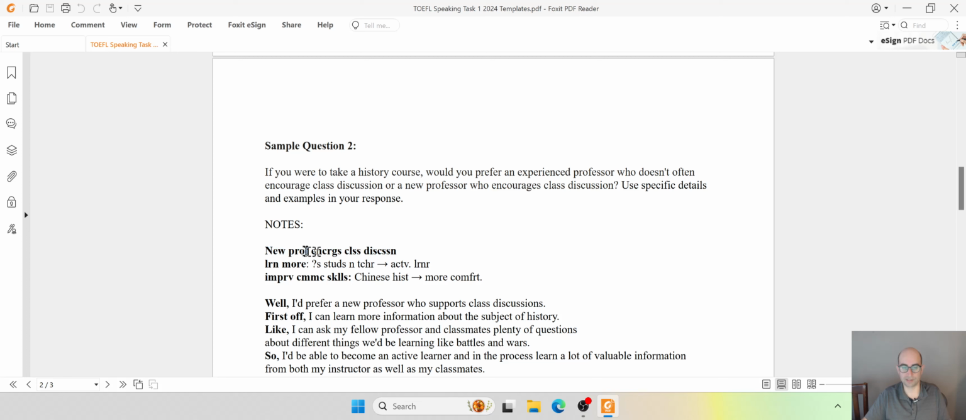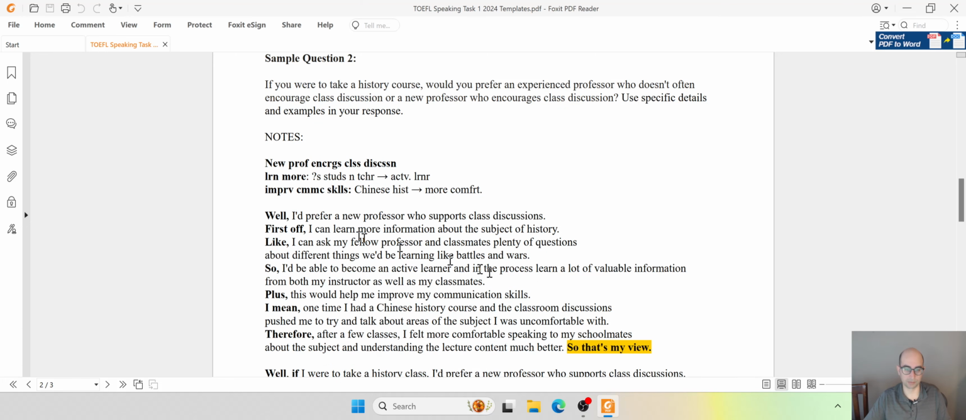All right, so with my notes, what I did here was I wrote out the choice in a short way. New professor encourages class discussion. That's what I want. Why? I said I can learn more. And then I give my example here, I can ask other students and the teacher lots of questions. And this makes me an active learner. And then here, when it came to my second reason, I mentioned that this can really help me enhance my communication skills. And then I used Chinese history course just as an example. And I mentioned how we got to really participate and how this made me feel a little bit more comfortable with my speaking abilities and stuff.